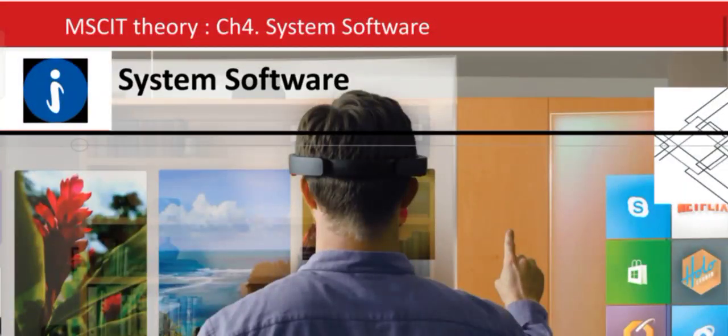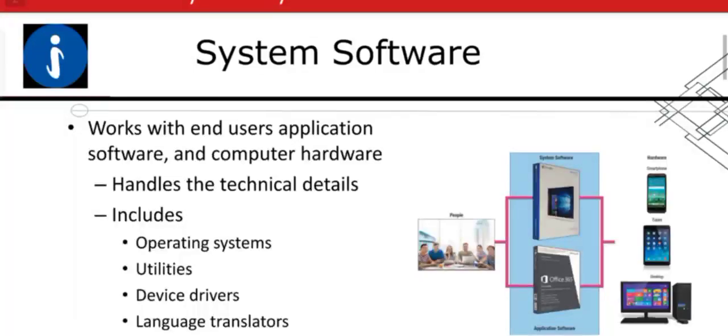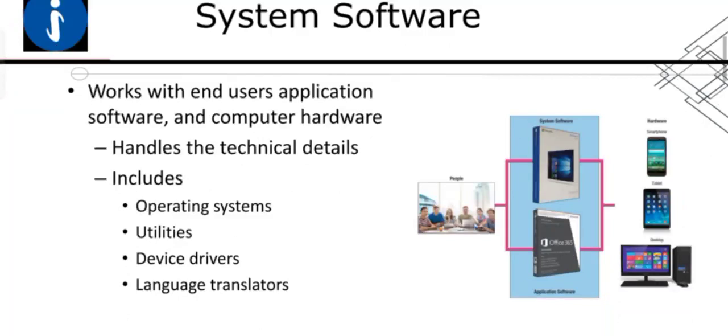System software is a type of computer program that is designed and made to run a computer's hardware and application programs. It's not a single program. It contains 4 programs, which are operating system, utilities, device drivers and language translators, which is displayed on your screen.